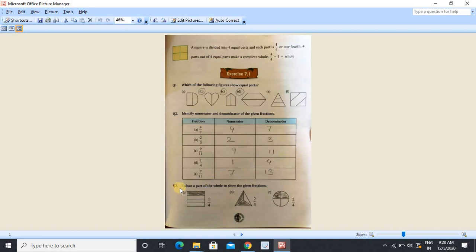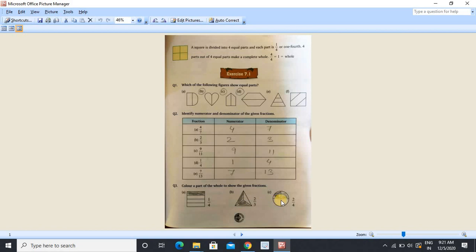Now come to question number 3. Color a part of the whole to show the given fractions. As you can see here, the fraction is 1 by 4 and this square is divided into 4 equal parts. We have to color a part to show the given fraction. The numerator is 1, so we will shade only one part. In question B, the fraction is 2 by 3 and numerator is 2, so we shade 2 parts.